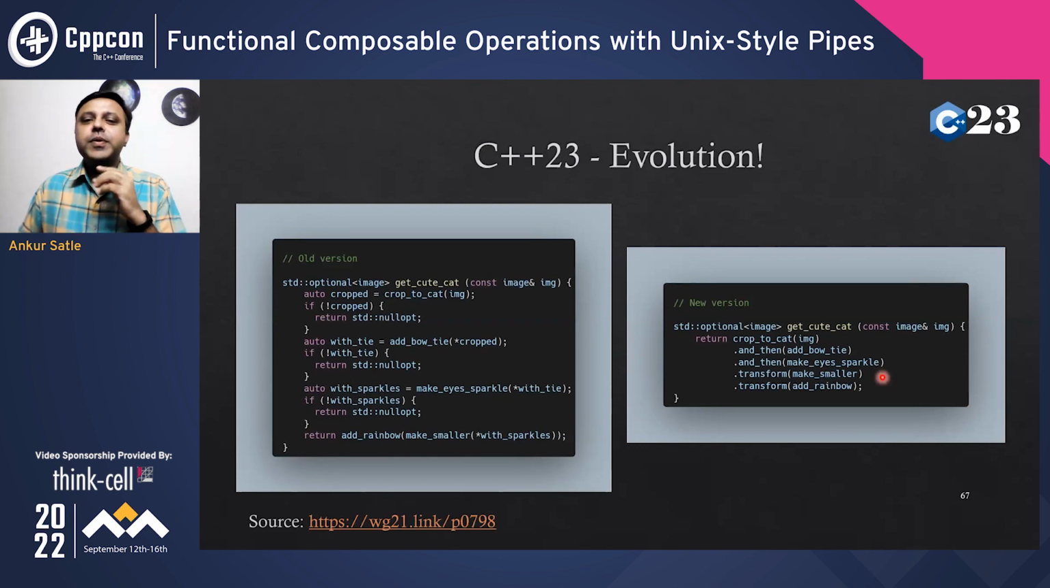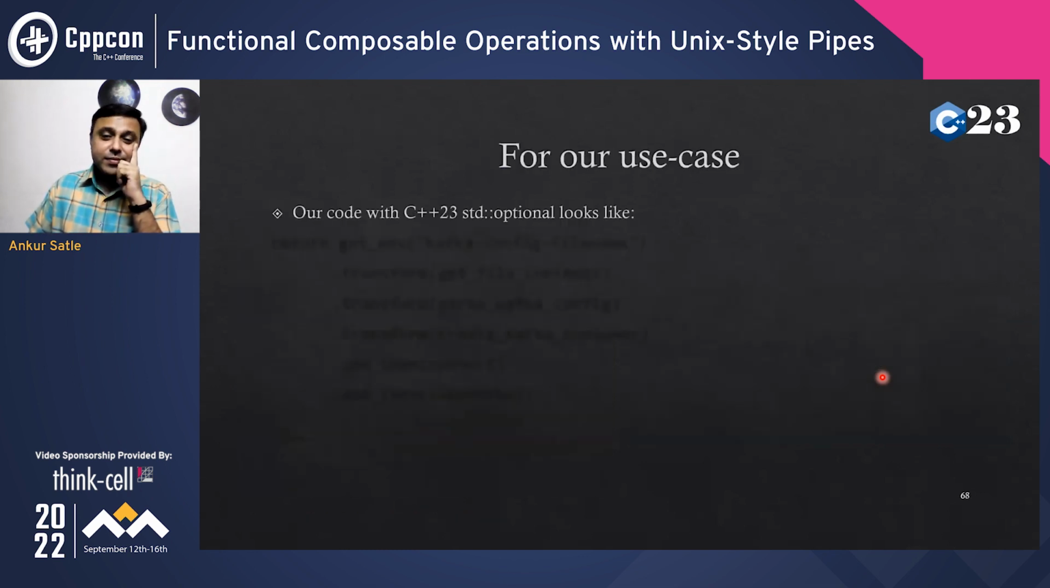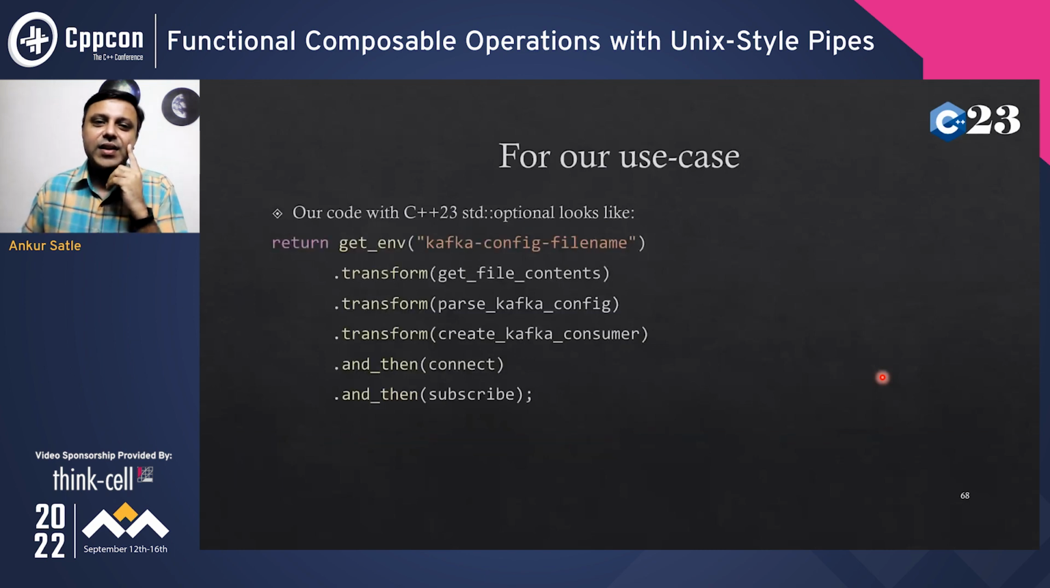But I already have an opinion looking at this much code. And yes, your guess is right. It's still too verbose. So for our case, if I use our function names, where we start with the environment variable and we reach all the way into a consumer subscribed to a channel, we have this code as our starting code from C++23.